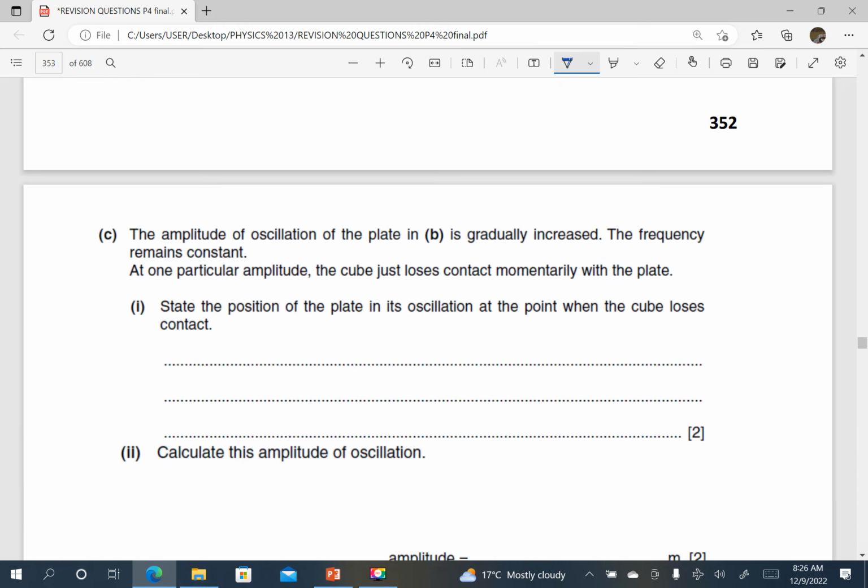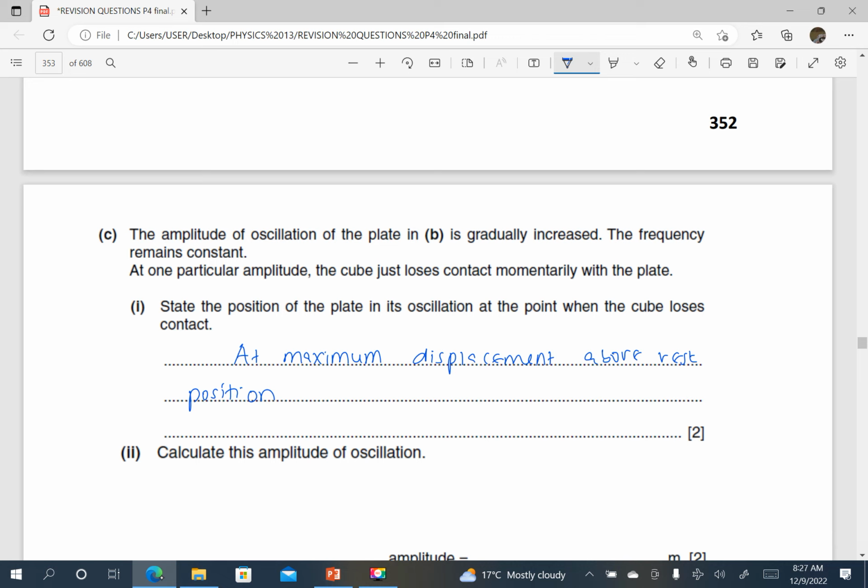So this is going to be at maximum displacement above rest position. At maximum displacement above the rest position. So the cube will lose contact at maximum displacement above its rest position.